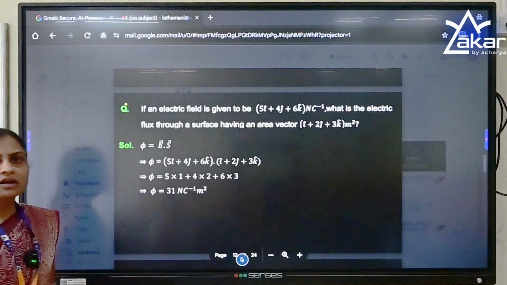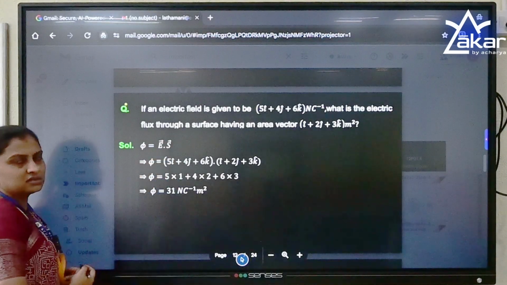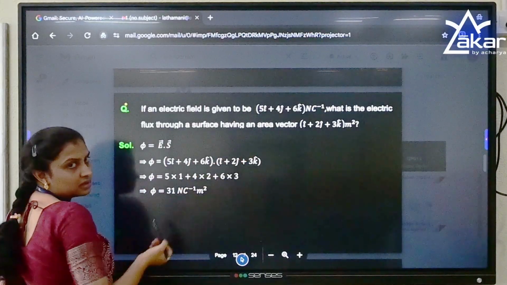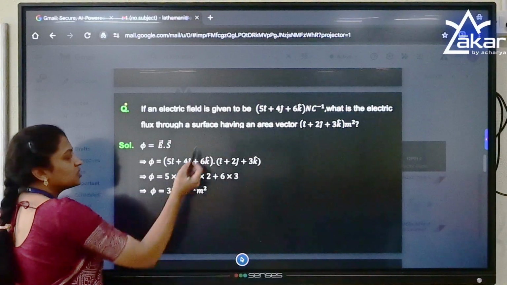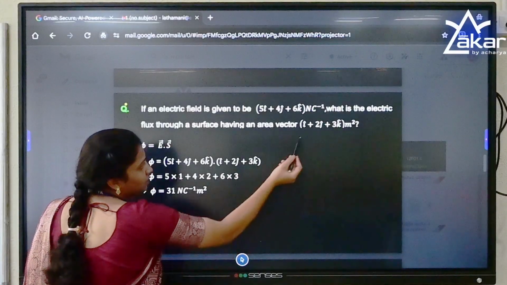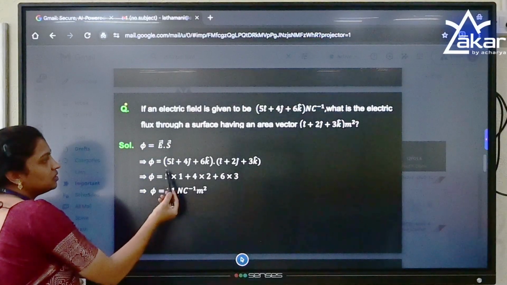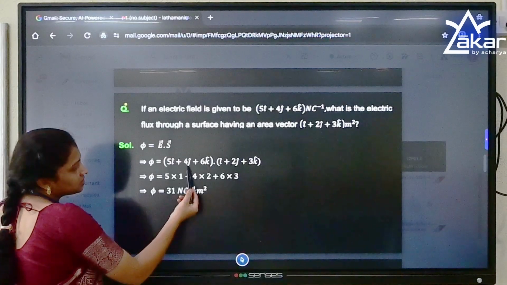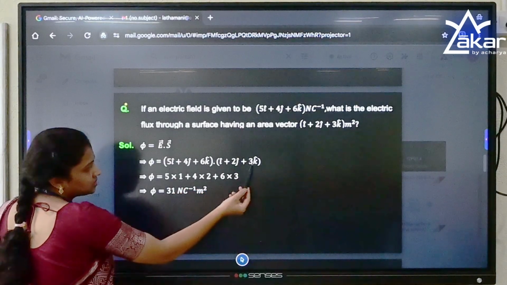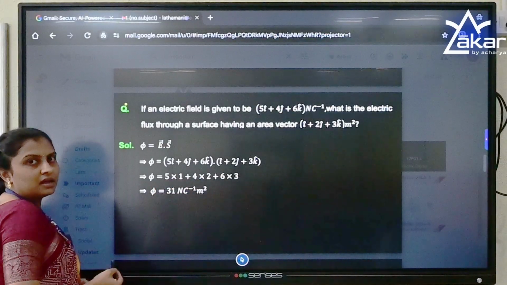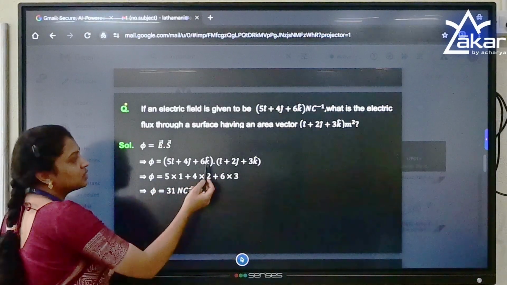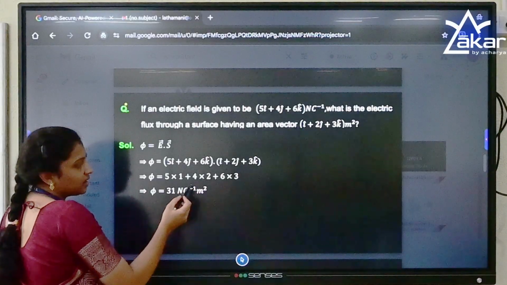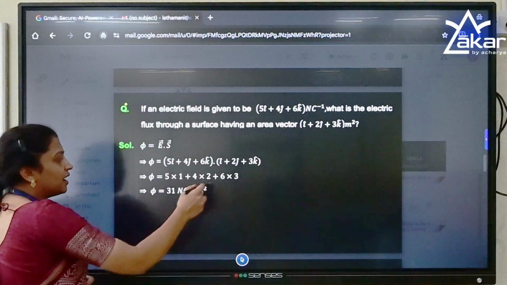You can take the formula of electric flux, phi is equal to E dot S. No need to write cos theta here because it is a dot product. Then phi is equal to, they have given E, 5 i cap plus 4 j cap plus 6 k cap, dot i cap plus 2 j cap plus 3 k cap. Now we know you can just multiply because it is a dot product: i cap with i cap, j cap with j cap, k cap with k cap. Then 5 into 1 is 5, plus 4 twos are 8, plus 6 threes are 18. If you add, you will get 31.